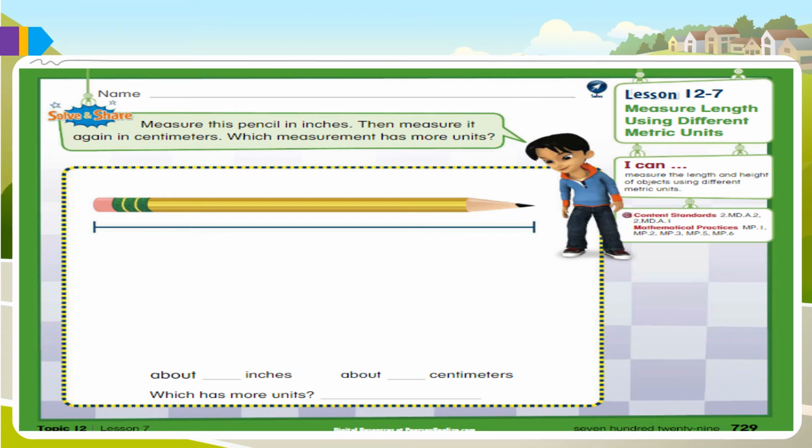So when I measured, I saw that my pencil was 6 inches long, and in centimeters it was 15 centimeters long. So which unit did I use more? We just saw in the video, the smaller the unit, the more we are going to use. So which unit have we used more? Excellent, it is centimeters. Very good.